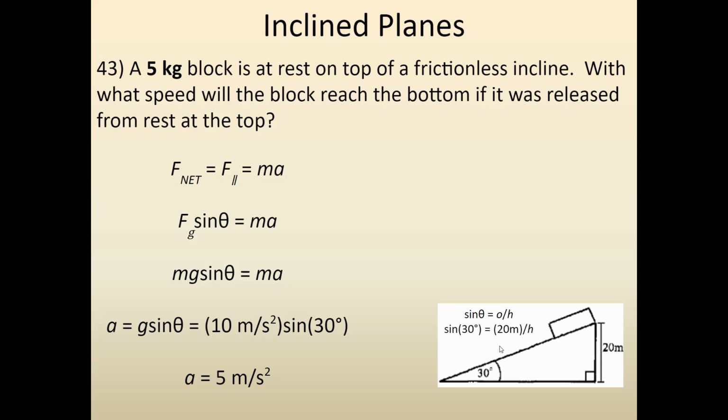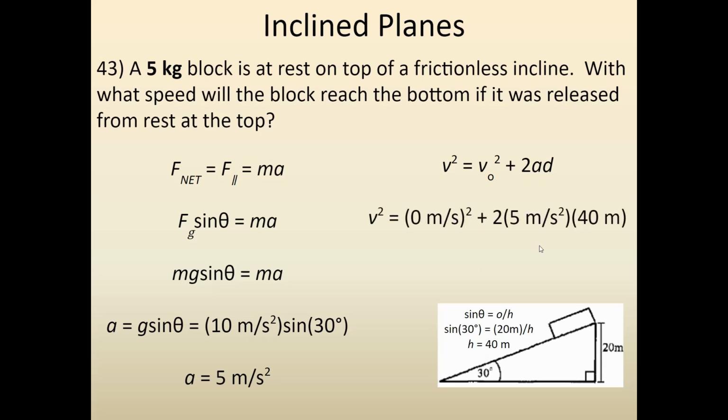So we could just do sine 30, divide that over to the other side, and we get that this is going to be 40. Just keep in mind this means the hypotenuse, not height. It's a little confusing with the term, but now that I have the distance that the block slides down, I can actually use the timeless equation, plug my numbers in, and I get the answer 20 meters per second.